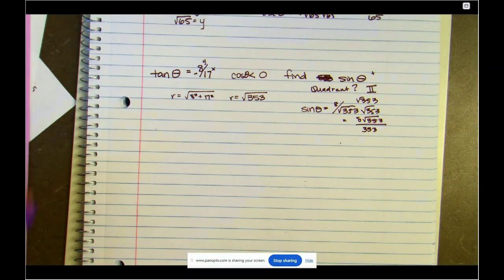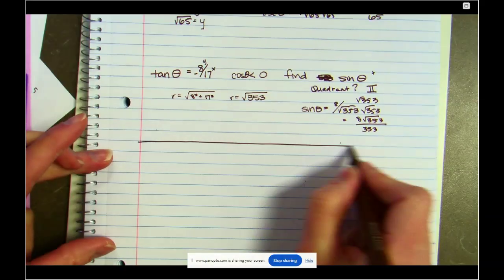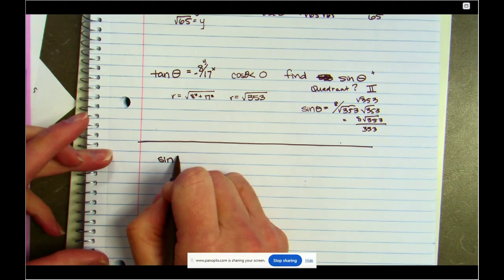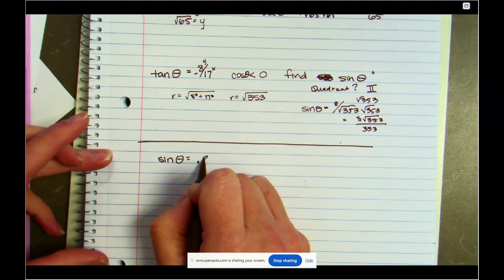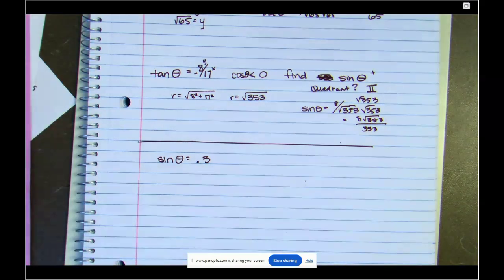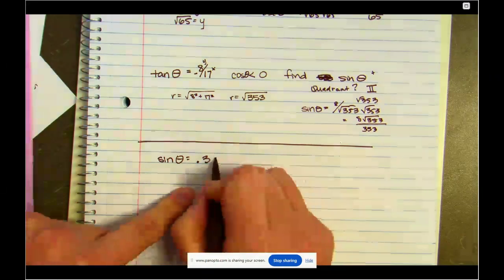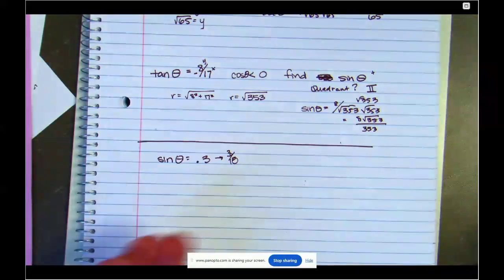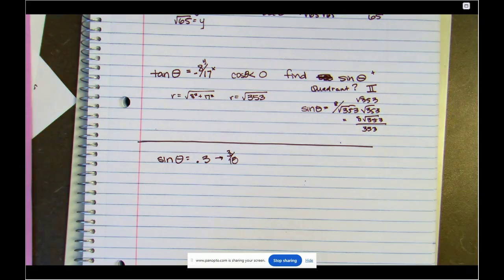There are 2 things I want to talk about, but we don't have to do full examples on these. First of all, what if you came up with sine of theta is equal to 0.3 and you're trying to do this? What are you going to do? Right idea, but it's not 1/3. It's 3 over 10. If it's not a fraction, turn it into a fraction so that you have your y's and your r's and all that business.